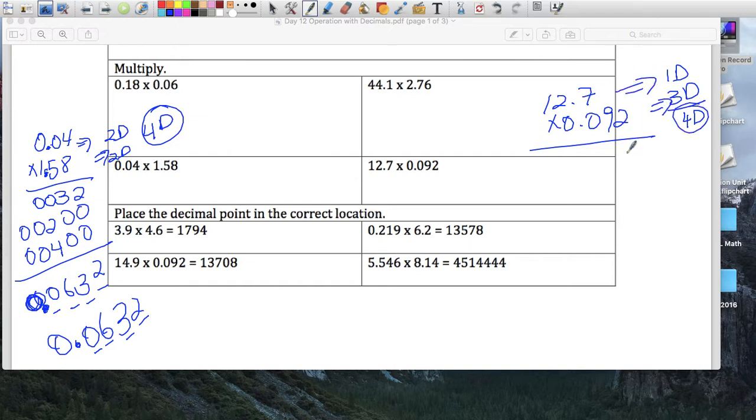So I'm multiplying. 2 and 7 is 14. Carry the 1 is 5. 2. There we go. Add a 0. 9 times 7 is 63. Carry the 6. 24. 2. 11. And that's it. I'm not going to do the zeros.